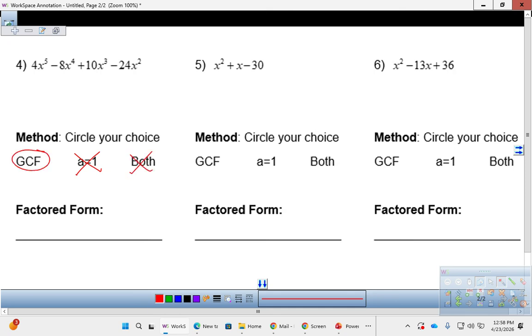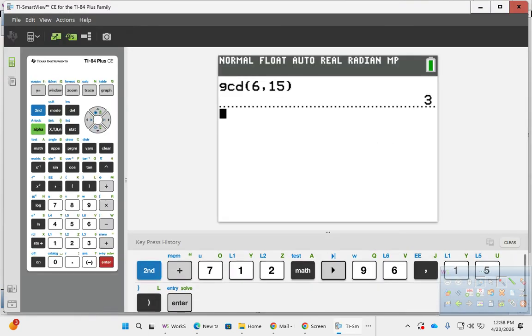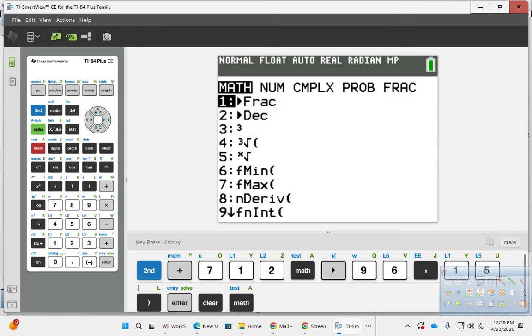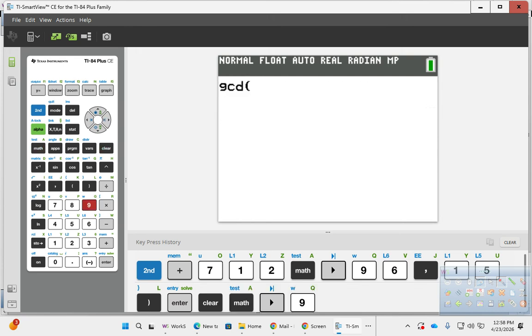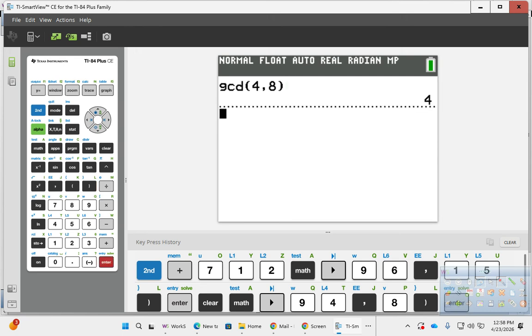Now, instead of listing out all of the factors, I'm going to use my calculator. I can only use my calculator in steps, though. So I'm going to use the first 2 coefficients of 4 and 8. So I can only do 2 numbers at a time. So math arrow to the right 9, 4, comma 8. Remember, I can't include the negative. The GCF of 4 and 8 is 4.